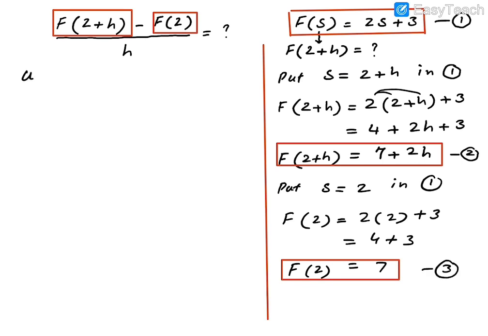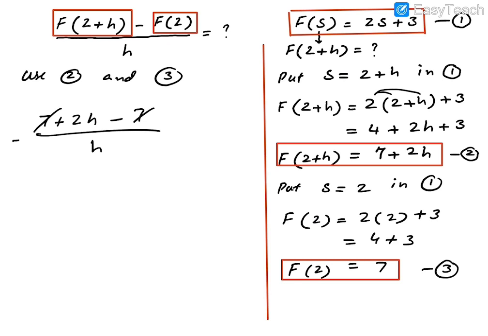Now here you can use equations 2 and 3. What is the value of f(2 + h)? From 2, we can write 7 + 2h minus f(2). f(2) is 7, right? Down we have h, plus 7 minus 7 cancel. So this is 2h over h. So h will cancel with h. So this is 2. So this is your answer.